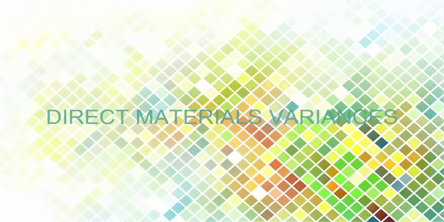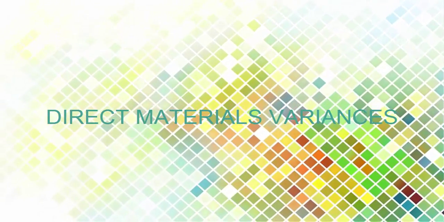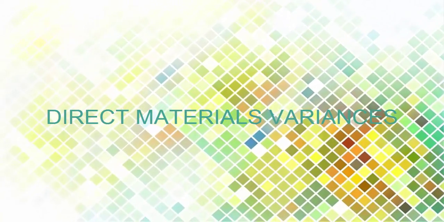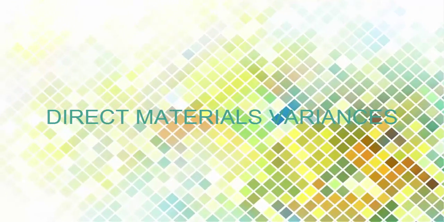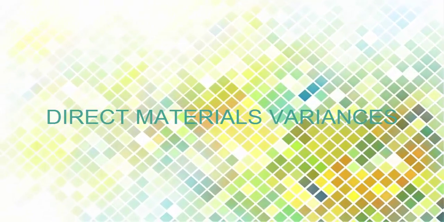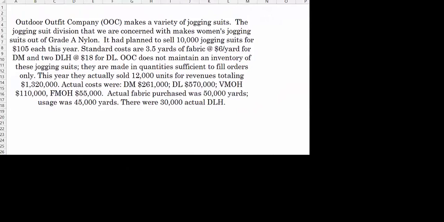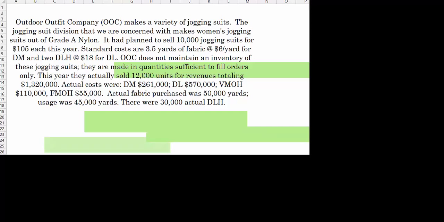So we're back with Outdoor Outfit Company, and this time we're going to look at the direct materials variances. Now let's take a look at some of the specific information about the direct materials in this vignette to begin with. Remember that the standard costs are 3.5 yards of fabric at $6 a yard. We have the actual cost of $261,000. We actually purchased 50,000 yards and we used 45,000 yards.